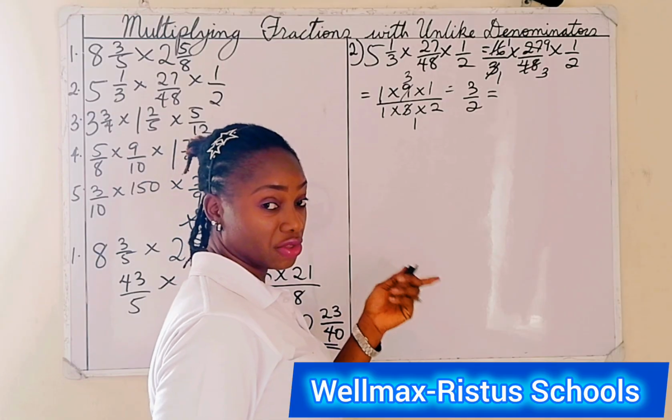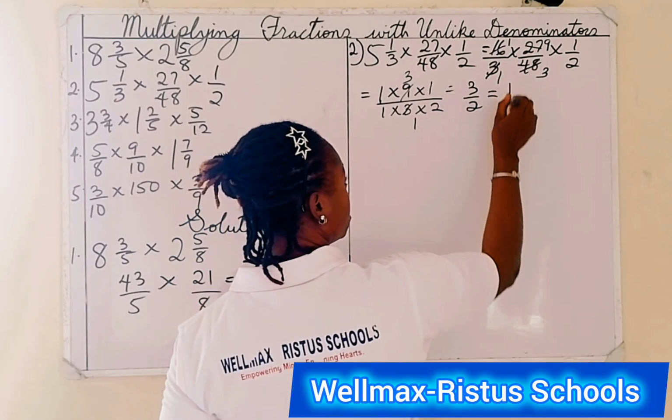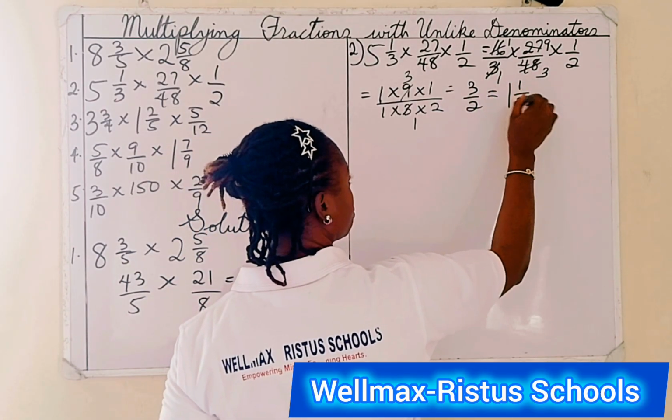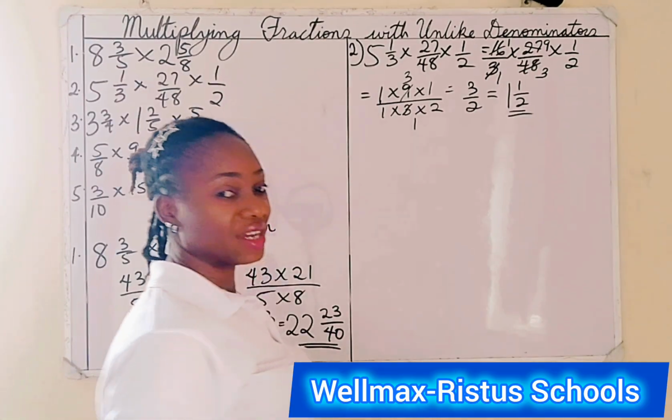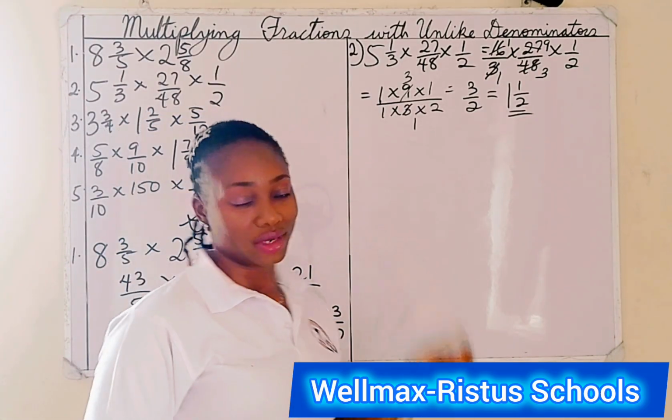What's the mixed fraction for 3 over 2? 2 can go into 3 once, remainder 1, so 1 and 1 over 2. And that's the final answer for this question.